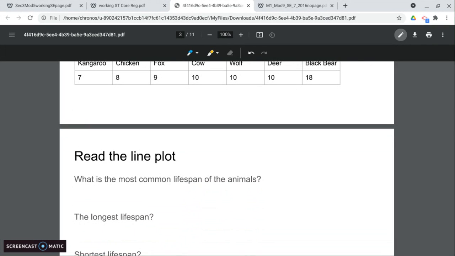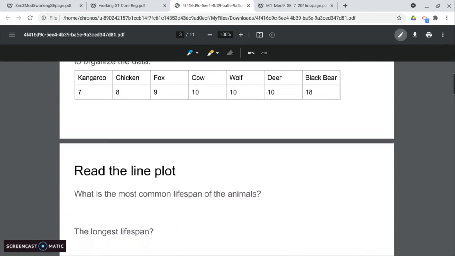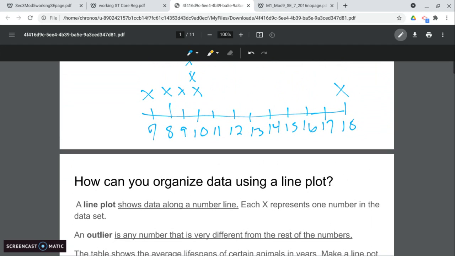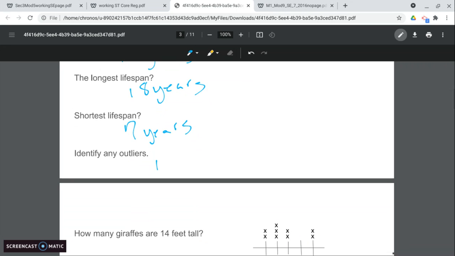So what is the most common lifespan among the animals? The one that has the most, that would be 10 years. The longest lifespan, well, that'd be this one out here, the 18 years. Our shortest was the 7 years. And our outlier was definitely that 18 years. Everything else was between 7 and 10.